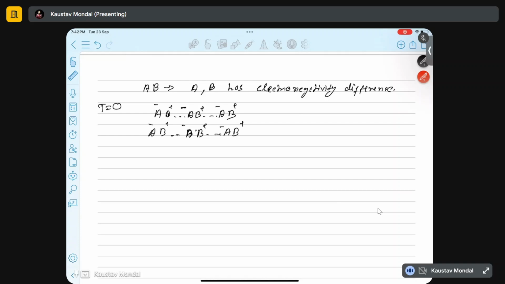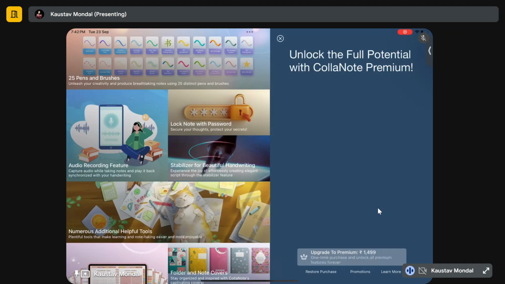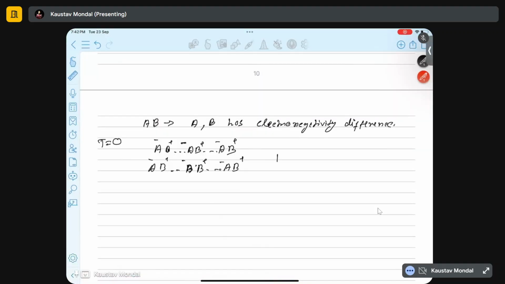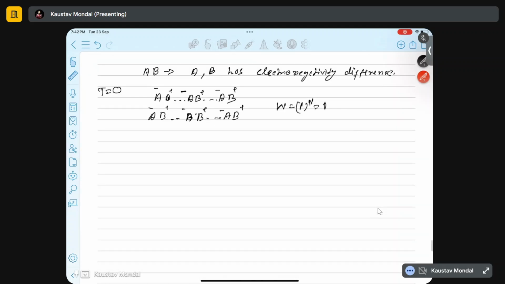Now for this kind of system, the configuration number W is simply 1, right? 1 to the power n is nothing but 1 itself, because only one configuration is possible, that is the AB configuration. Now S you can write in a similar way, k ln W. So S equal to k ln 1. ln 1 is nothing but 0, so S gives us 0.